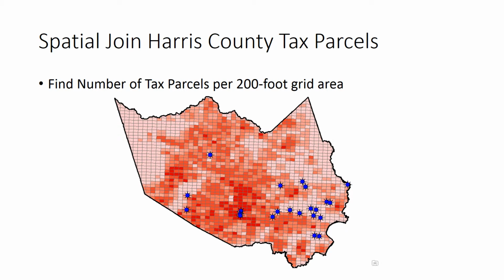One of the next steps of this project uses the tax parcels for Harris County, Texas, which can be gathered online for free. The tax parcels have been spatially joined to an enumeration unit that is the 200-foot grid. As you can see, the spatial join shows that there's a clustering of high population or high parcels toward the center of the county, with some low, sparsely populated areas around the edges of the county.